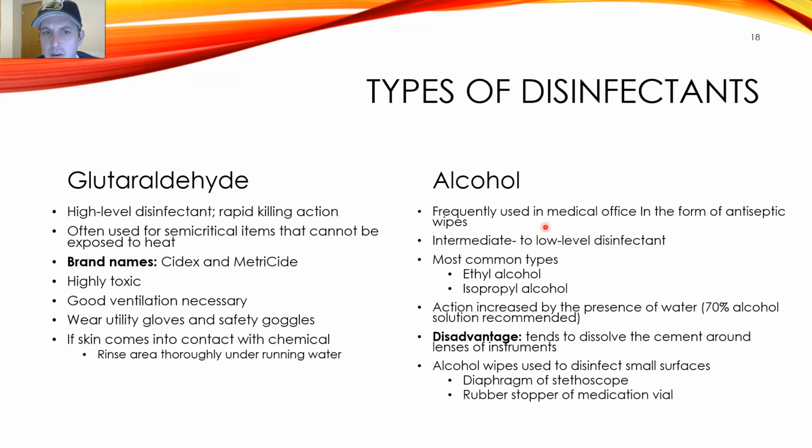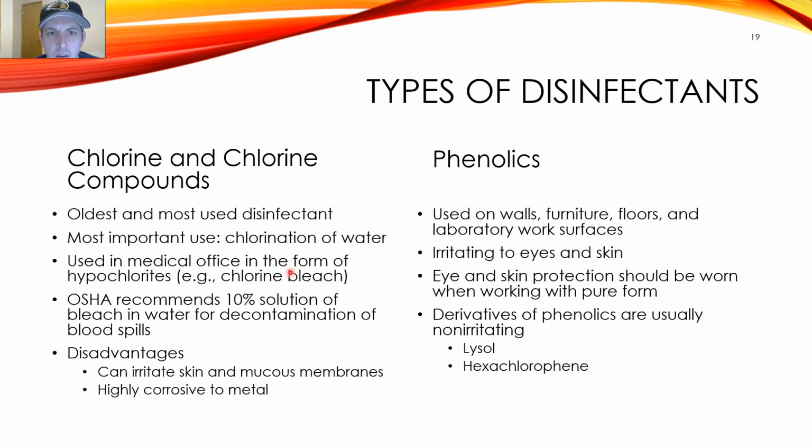Right, that's important to know that alcohol is not considered a high level disinfectant, so it should not be used to clean anything as a semi-critical device. It is actually best when it's mixed with water, so you want a 70% alcohol solution. And then alcohol wipes can be used on small surfaces that are hard to clean. Chlorine is the oldest, most common. OSHA recommends a 10% solution of bleach for the decontamination of blood spills, and that's the most common. And then there are your normal household cleaners as well.